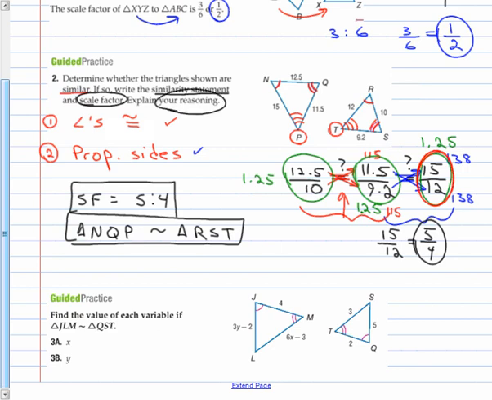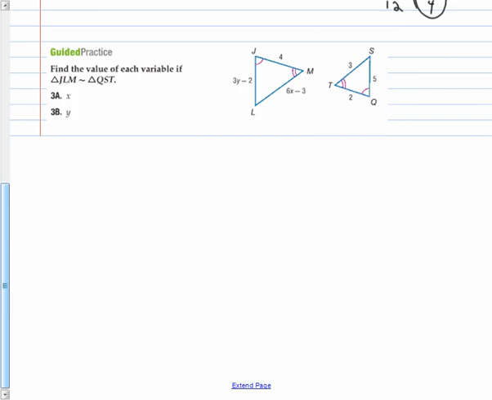Explain your reasoning. The reasoning would be the corresponding angles are congruent and the corresponding sides are proportional. That would be our reason. We'll get to some where we write the reason down. Let's try it down here. It says find the value of each variable if these two triangles are similar to each other. So we know that JLM on the left is similar to QST on the right. So I know they are proportional.